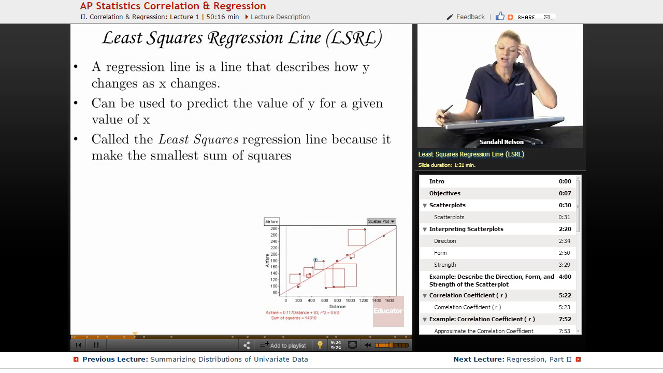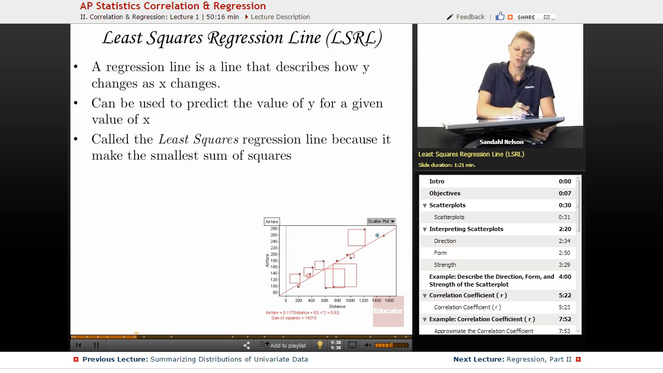Okay, so now let's talk about the least squares regression line. I've been drawing this kind of line through the scatter plots, but there's a much more precise line that can be drawn mathematically. And that line is called the least squares regression line. So a regression line is a line that describes how y changes as x changes, right? How your response variable changes as your explanatory variable changes. Now it's really powerful because it can be used to predict the value of y for any value of x. And there's a caveat to that.